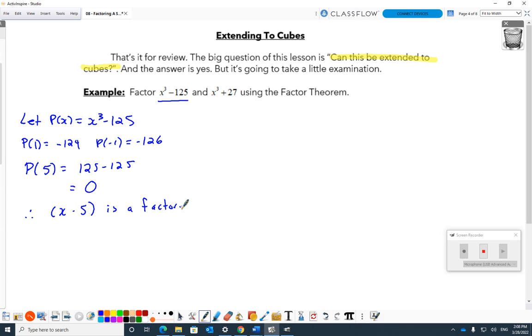Now, once we have that x minus 5 as a factor, we want to divide it off. So I go k equals positive 5. Now I'm reviewing division here. I'm reviewing synthetic division. If you want to divide by x minus 5, you want a k value of 5. And so, let's see, x cubed minus 125. 1x cubed.